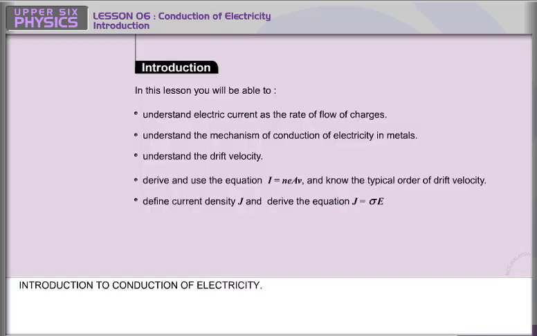Introduction. In this lesson, you will be able to understand electric current as the rate of flow of charges, understand the mechanism of conduction of electricity in metal, understand the drift velocity, derive and use the equation I equals nAve, and know the typical order of drift velocity. Define current density J and the equation J equals sigma E.